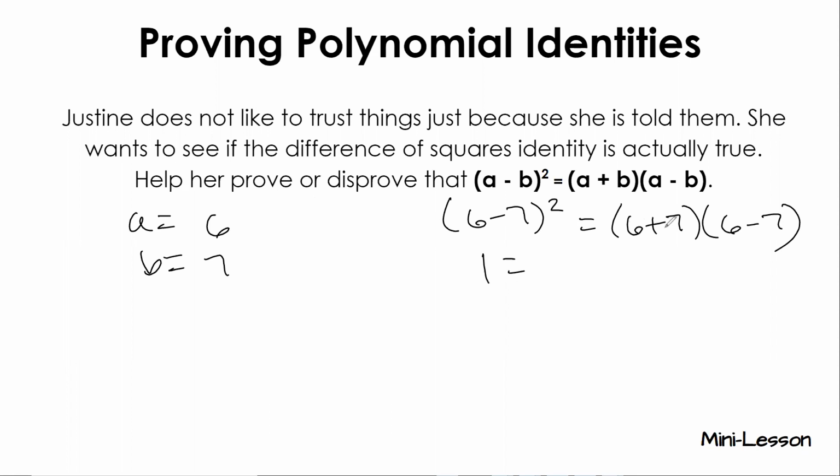Fantastic. Over here, 6 plus 7 is 13. And then 6 minus 7 is? Okay, and 13 times negative 1, is that the same thing? No, Justine is, all right.